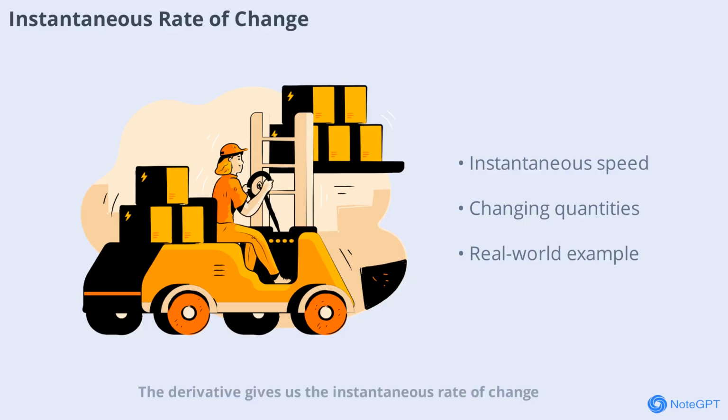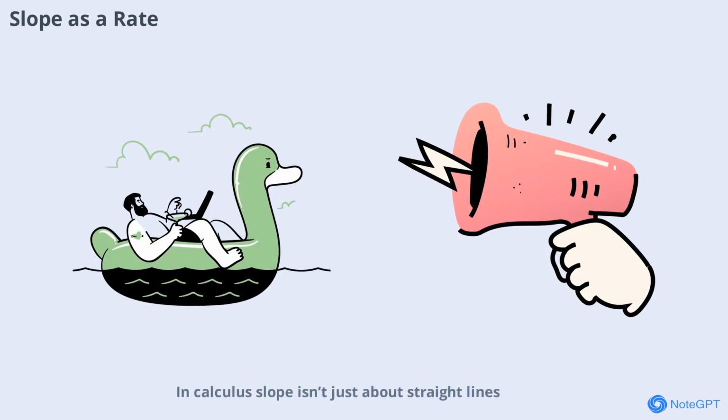The derivative gives us the instantaneous rate of change. Imagine driving a car and looking at the speedometer. It tells you how fast you're going at that exact moment. That's what a derivative does for any changing quantity. In calculus, slope isn't just about straight lines, it's about how quickly a curve rises or falls at any point. This rate of change is what makes calculus so powerful for analyzing motion and growth.